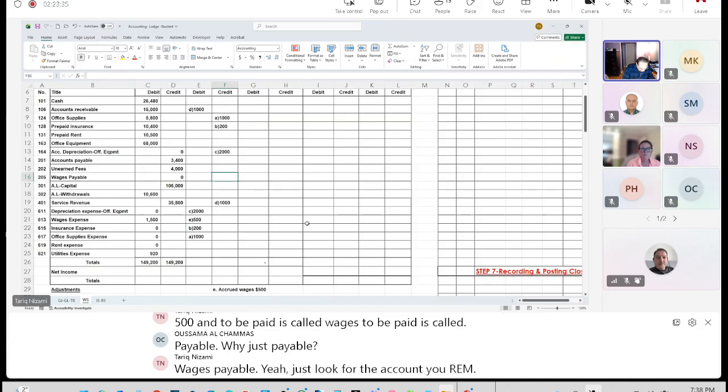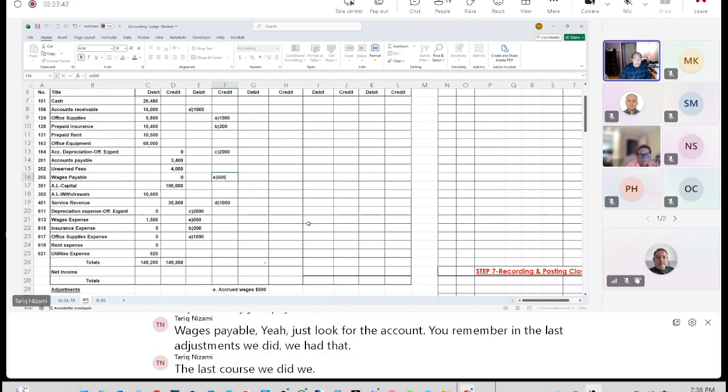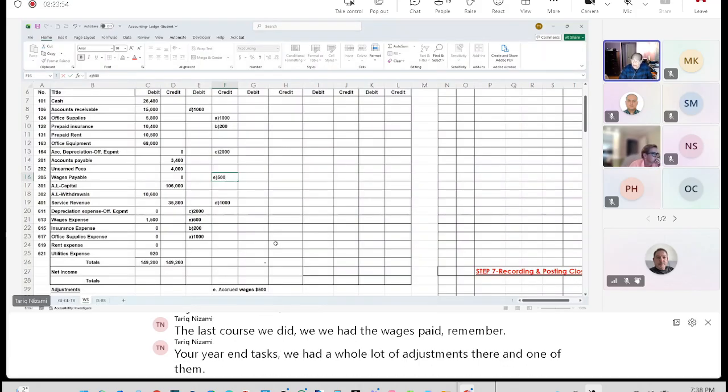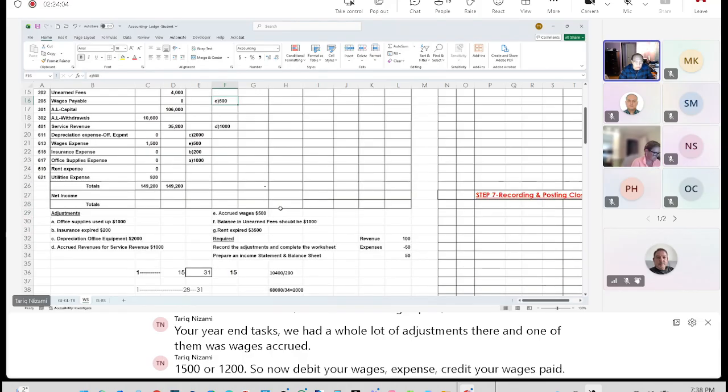You remember in the last adjustments we did, we had the wages payable, remember? In the last course, in your year-end tasks, we had a whole lot of adjustments there. And one of them was wages accrued, 1,500 or 1,200. So now debit your wages expense, credit your wages payable. Okay.